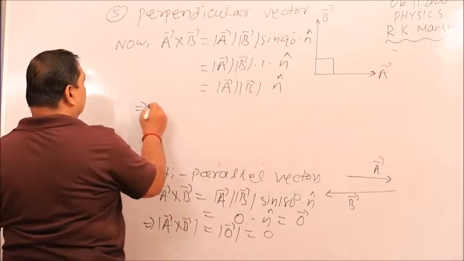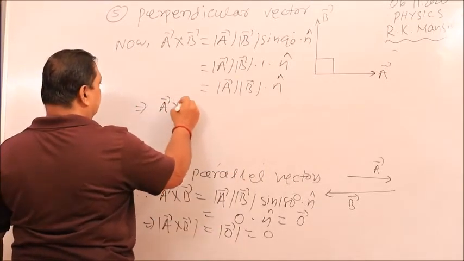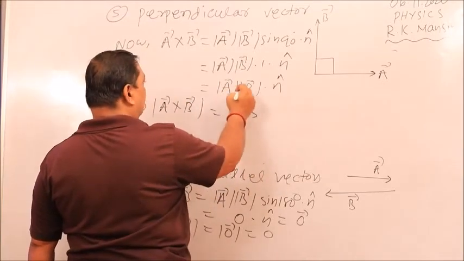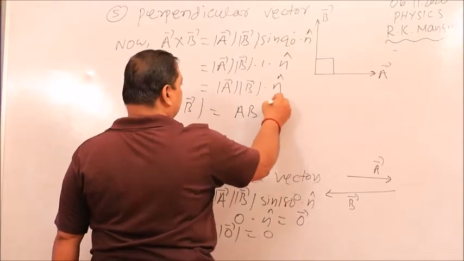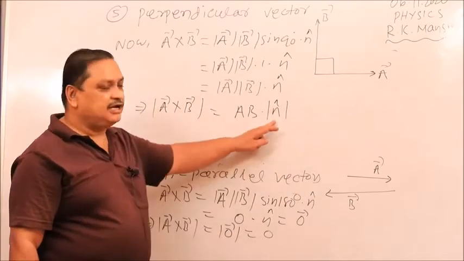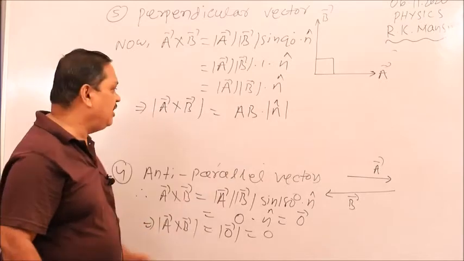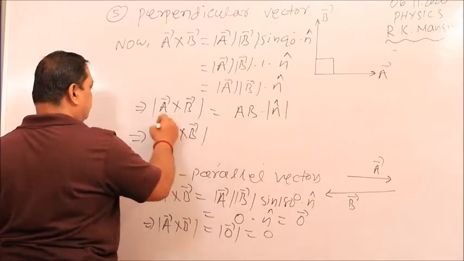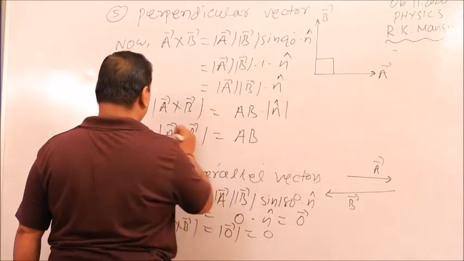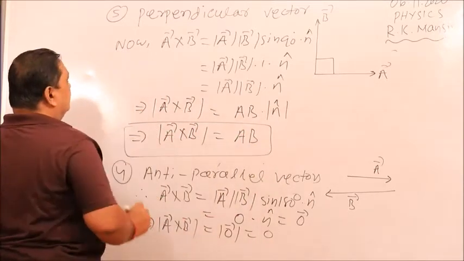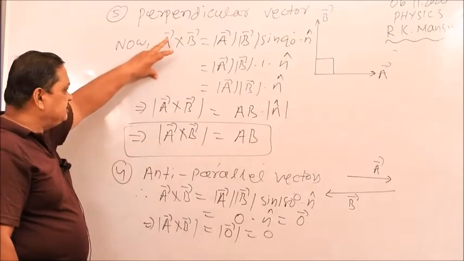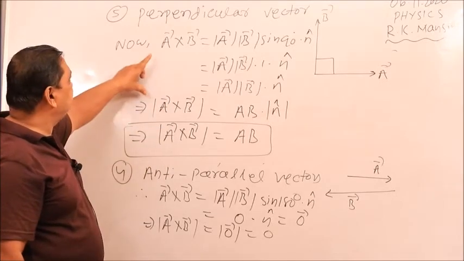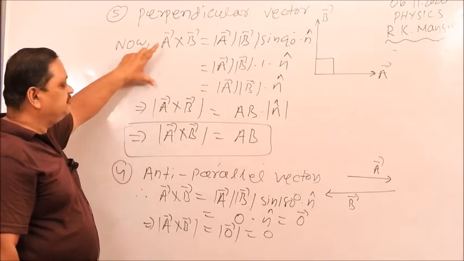Now if we find the modulus of A cross B, then this is AB, because modulus A, modulus B are both scalar quantities, and modulus of n cap, since n cap is unit vector, its magnitude is 1. Therefore modulus of A cross B equal to AB. That means in case of perpendicular vector, dot product vanishes, but in case of cross product, value exists. So this is the basic difference between dot product and cross product in case of perpendicular vector.